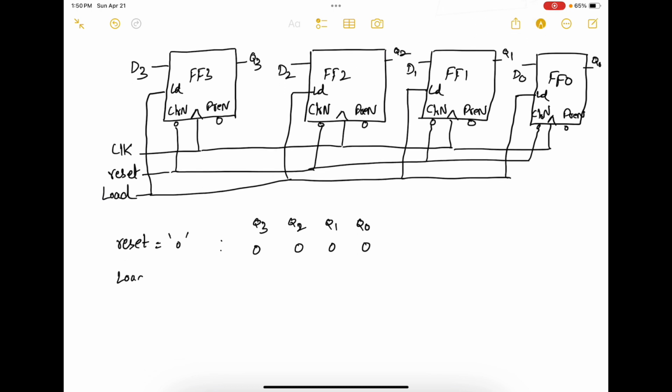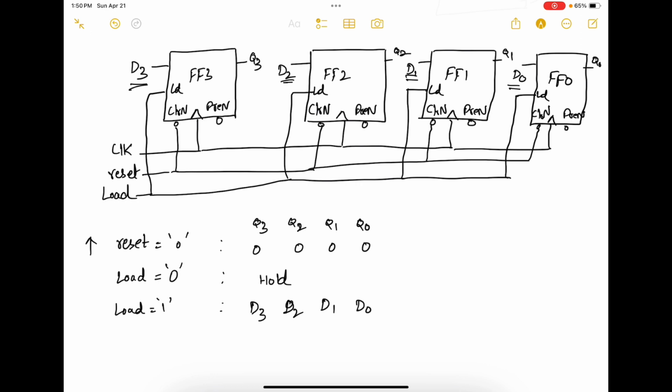When load is 0, you have the hold operation. So no new data is going to be loaded into the flip-flop. It's just going to hold the previous value. When load is 1, your Q3, Q2, Q1, Q0 would be D3, D2, D1, and D0. So D3, D2, D1, D0, they are knocking on the door saying that they want to get stored in the flip-flop, but they are going to wait for a rising edge of the clock.